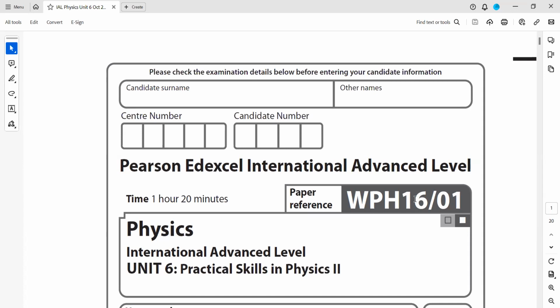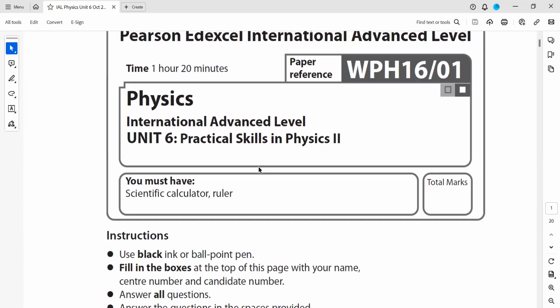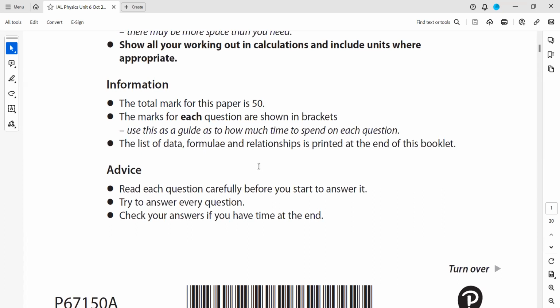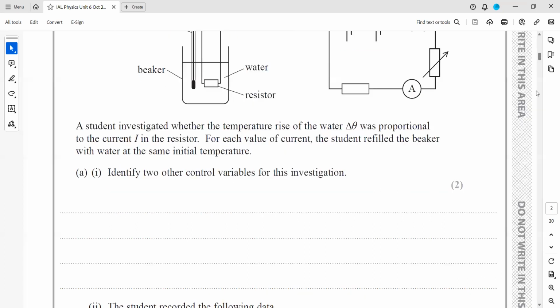Okay, so we'll start with a discussion of paper 6, unit 6. This is the October 2021 paper, and we did the first two questions. So today we'll do question 3.